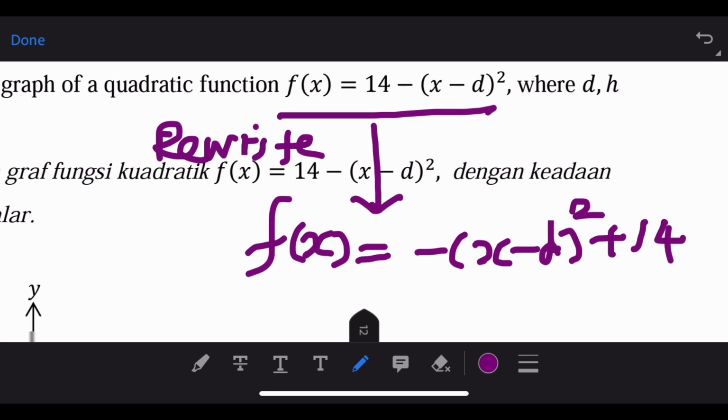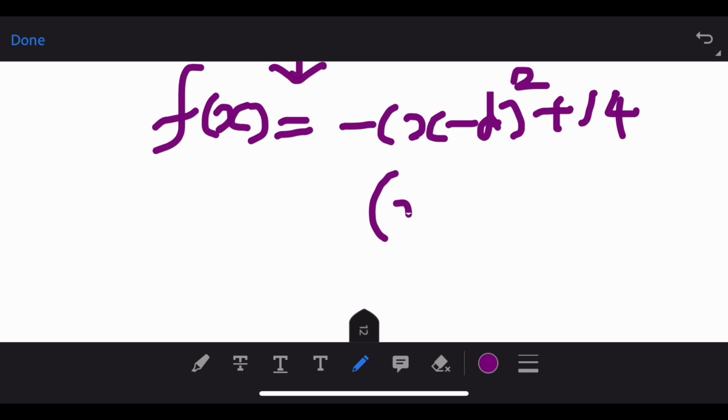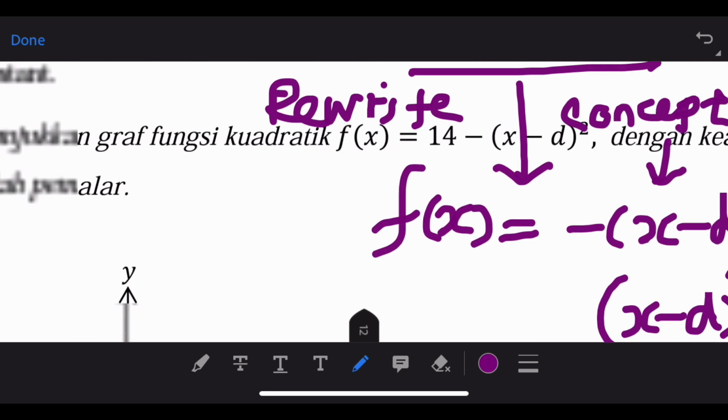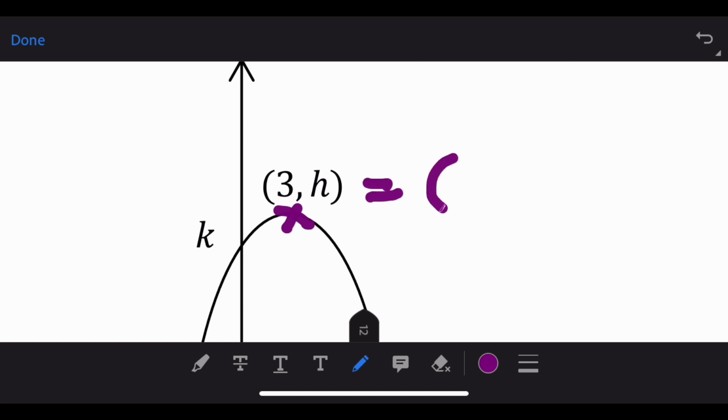So your x, if you solve, should be equal to positive d. So when there is a negative, you will get a positive coordinate x. That is the concept for you to find the turning point. You must always let the perfect square equal to 0. This is the first concept. Whenever you want to find the coordinate x for the turning point, let the perfect square equal to 0. You solve it, you find your x, and that x is the coordinate x for the turning point. The turning point here is the maximum point.